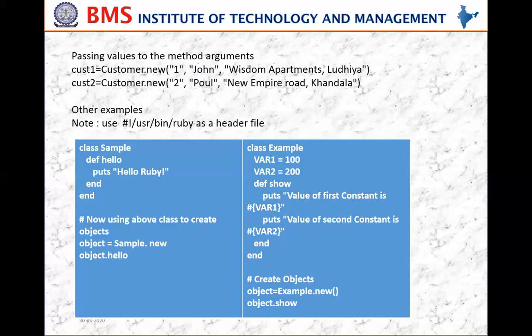Now we say object.method_name. The method name is hello here. So object.hello means the output of the statement would be hello Ruby. Let us take a second example.